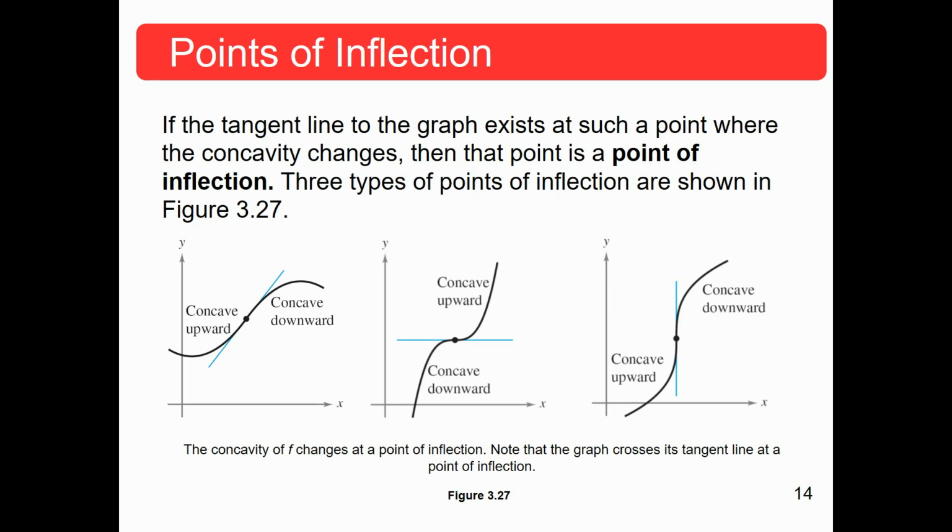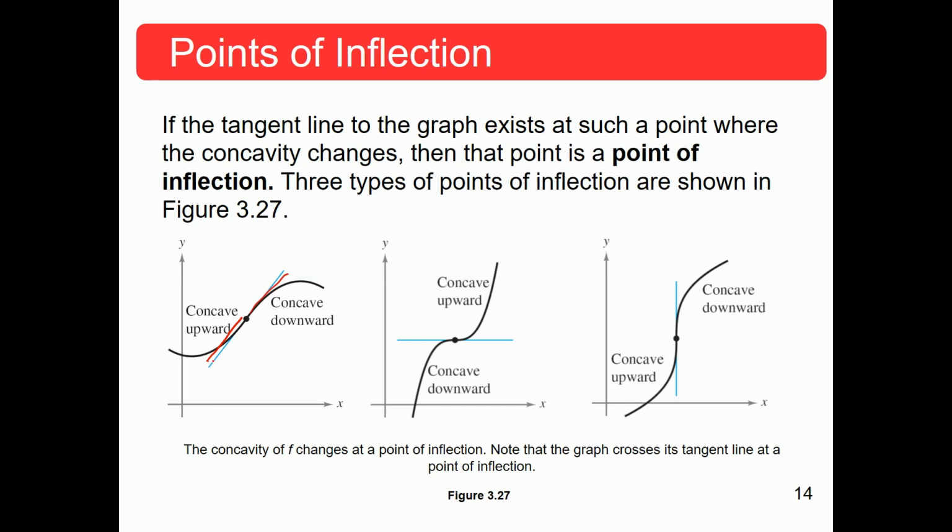This video is going to be on points of inflection. If the tangent line to the graph exists at a point where the concavity changes, then that point is what's called a point of inflection. Now, three types of points of inflection are shown here. Really, there's only two, but we'll think of it as kind of three, but I'm only really concerned about going from concave up to concave down, okay?